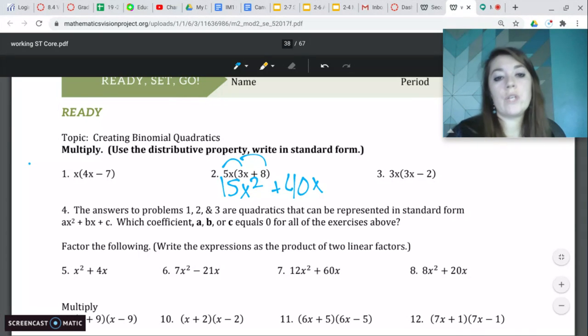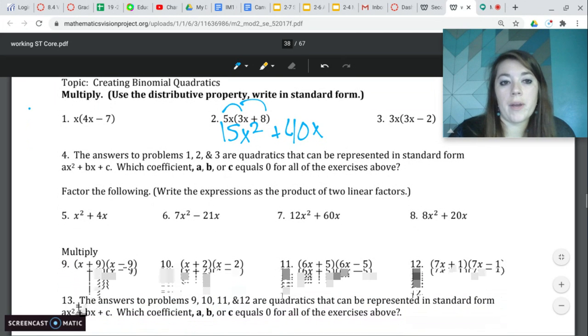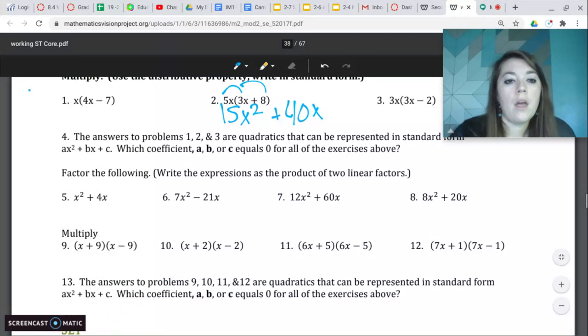That's all you are doing for these first 3 problems: distributing the number on the outside to both things inside, which should give you a quadratic equation in every case. Then on 4, you're going to answer this question based on the work you did in 1, 2, and 3. You have to figure out which coefficient A, B, or C equals 0 for all the exercises above. I'm not going to do that with you. You have to figure it out.